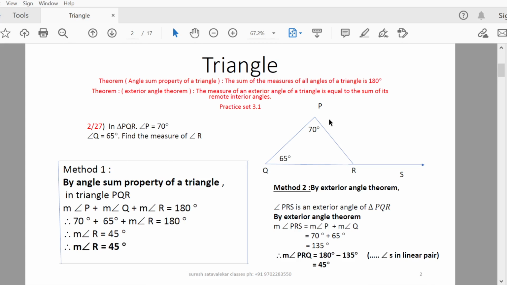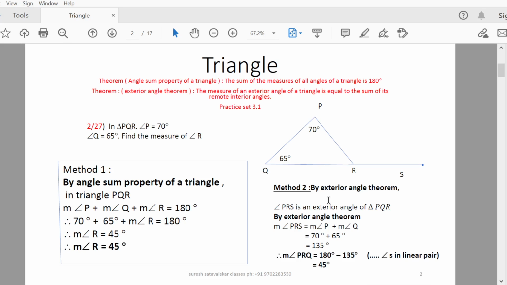In triangle PQR, measure of angle P plus measure of angle Q plus measure of angle R is equal to 180 degrees. Out of which measure of angle P is given as 70 degrees, measure of angle Q is given as 65 degrees, and measure of angle R is not known, so we are writing it as equal to 180 degrees. Now if you add 70 and 65 and transpose to the right hand side, it will get subtracted. So measure of angle R is equal to 180 degrees minus 65 degrees minus 70 degrees, which comes out to be 45 degrees. Therefore, measure of angle R, that is PRQ, is equal to 45 degrees.